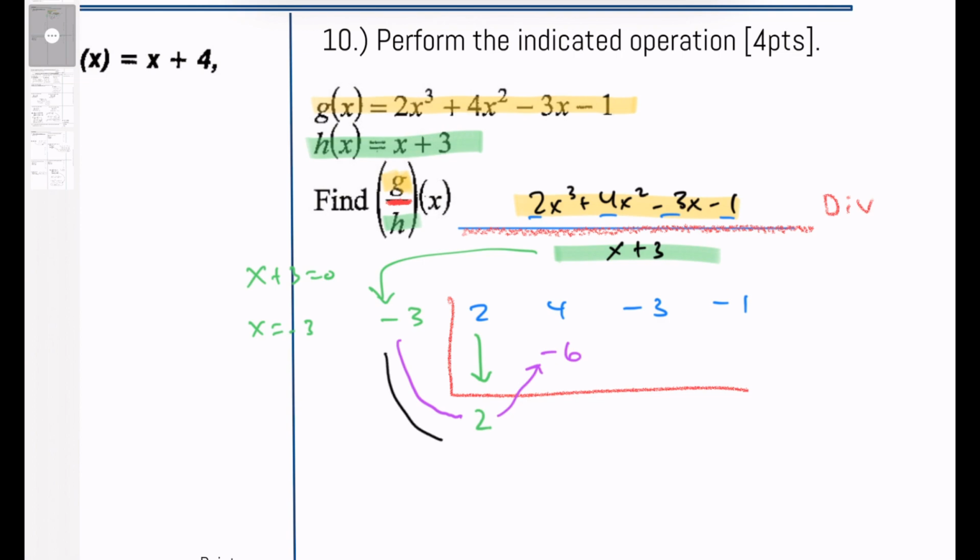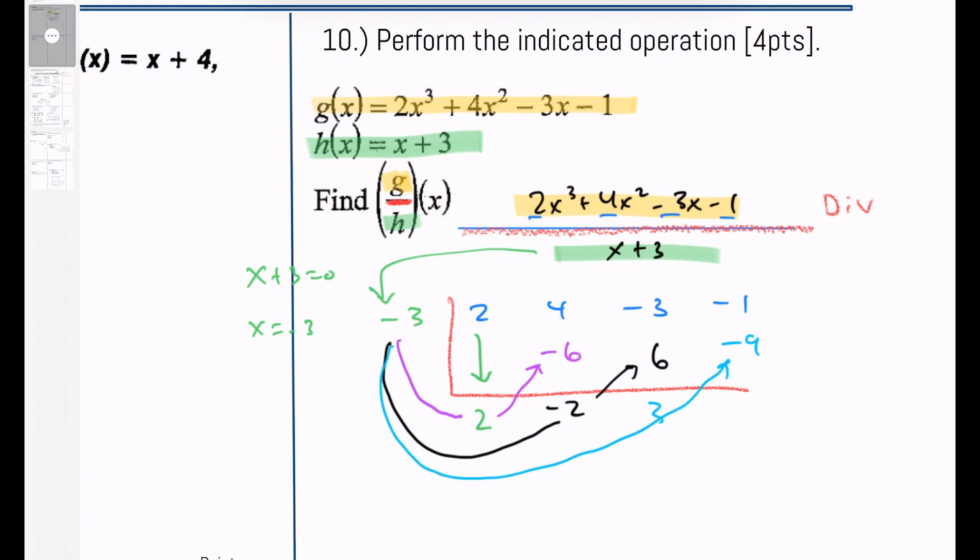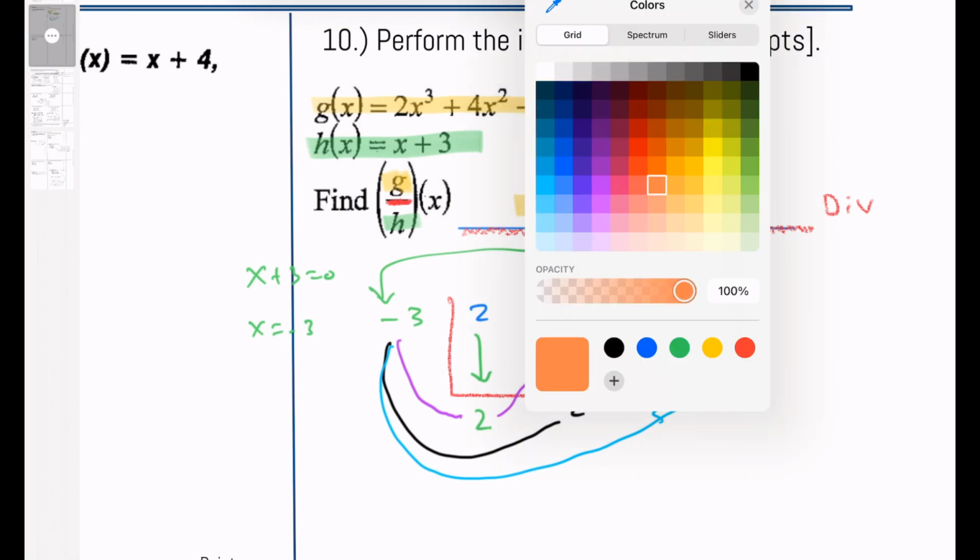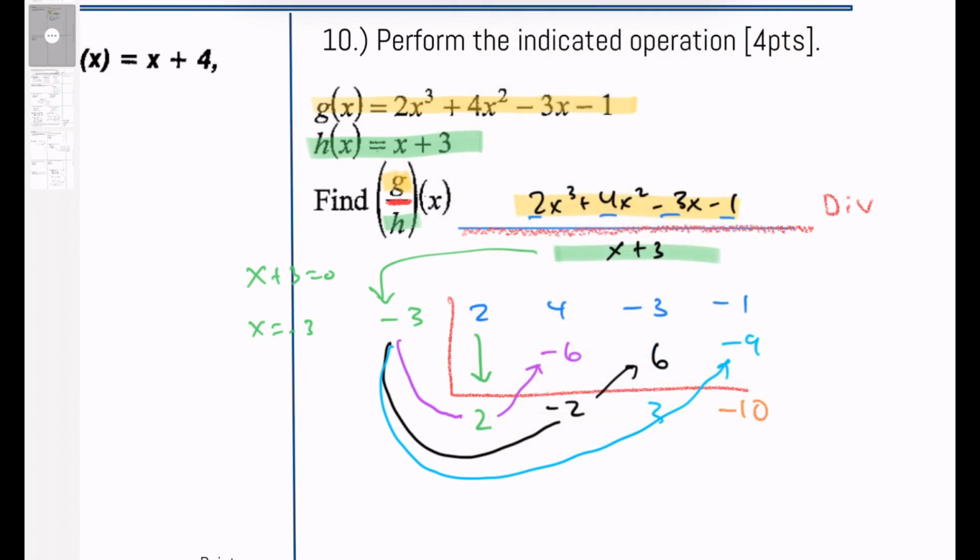Negative 3 times negative 6. So we're going to add down. So I get negative 2. And then I'm going to multiply. This would give me 6. Then add down. So that gives me 3. That'll give us negative 9. And this will give us negative 10.